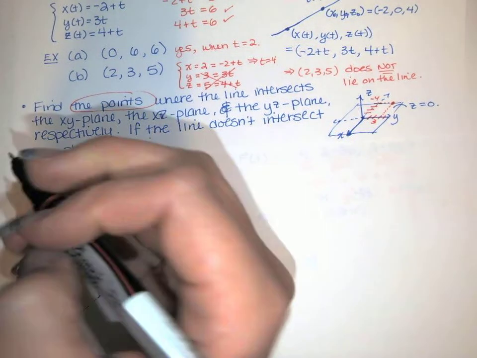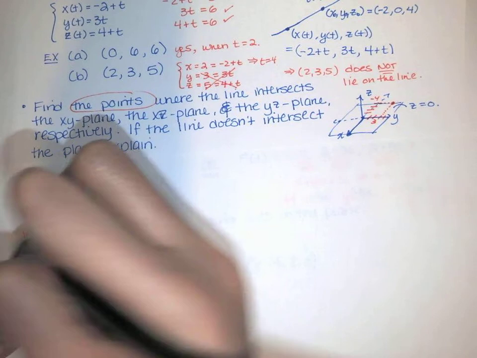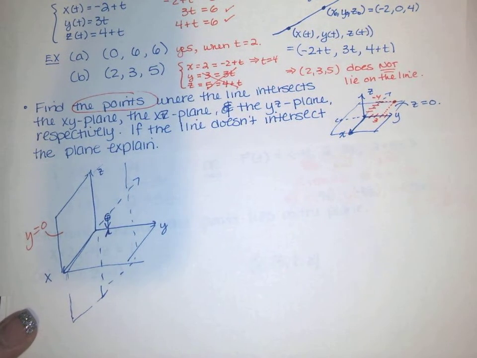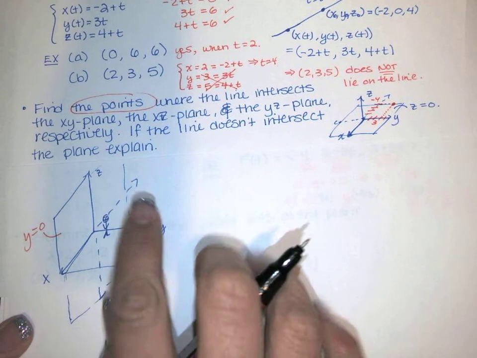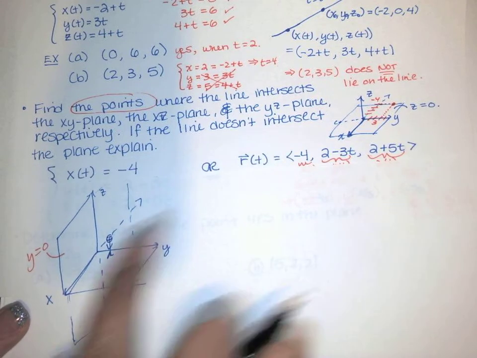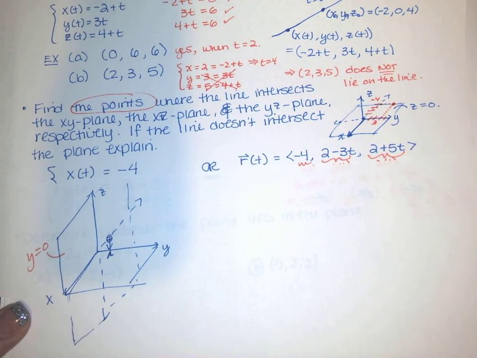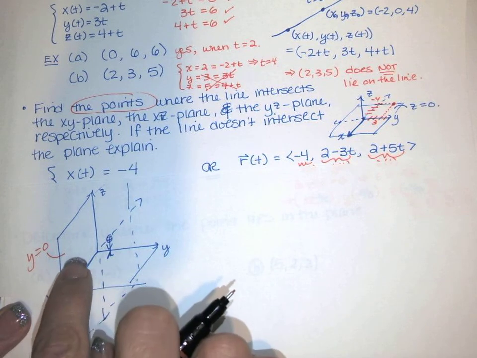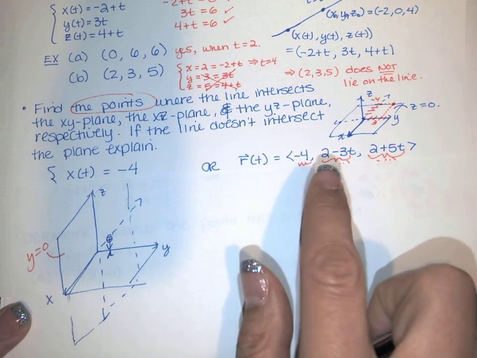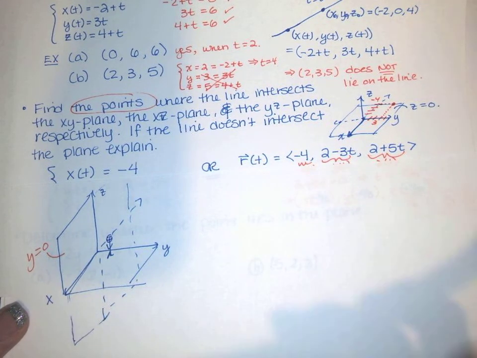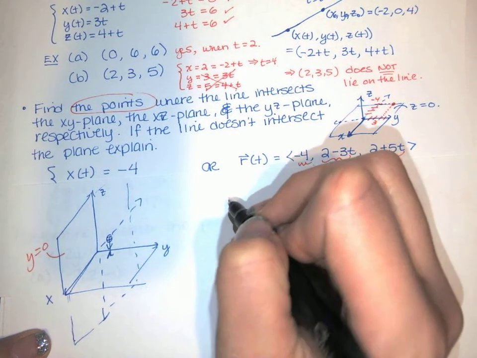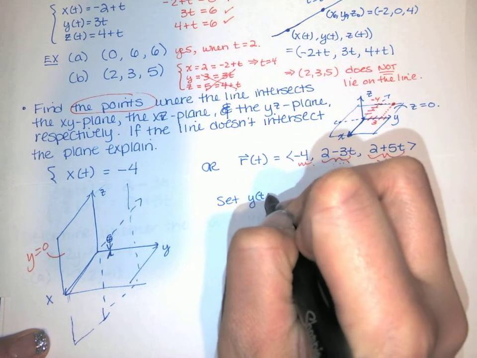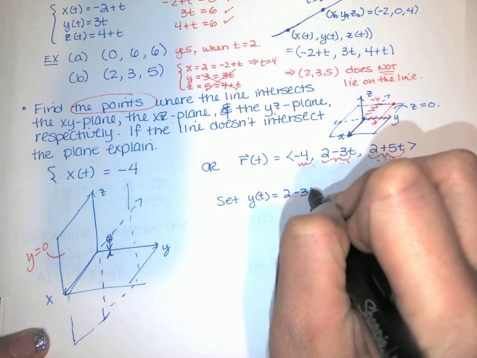Remember, the equation of this plane was y equals 0, and all the planes parallel to it are y equals a constant. So to find the point of intersection between our given line and this plane, we set y equal to 0, solve for t, and once we have the t value, that's the time when our line is crossing this plane, then we can find the corresponding x and z values. So you set y of t equal to 0.